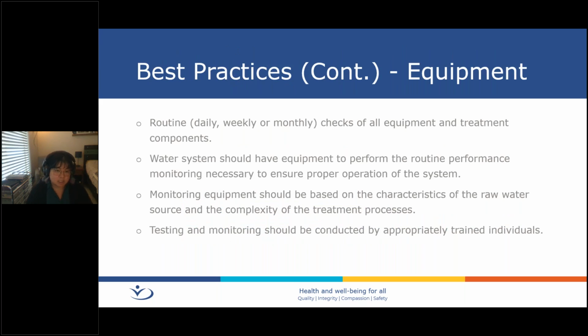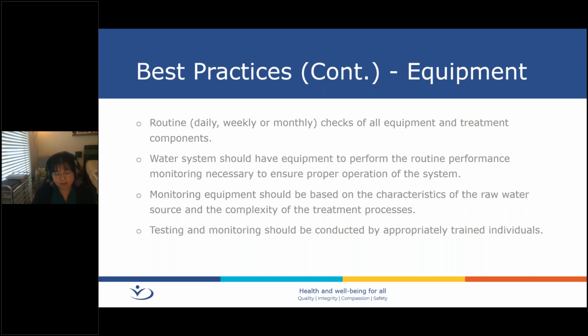And routine checks of all equipment and treatment components are ideal. So if you have a daily, weekly, monthly plan, that would help in prioritizing what needs to be done at each visit. So that's why it's important to also have a routine schedule in place for checking the system and any treatment components.